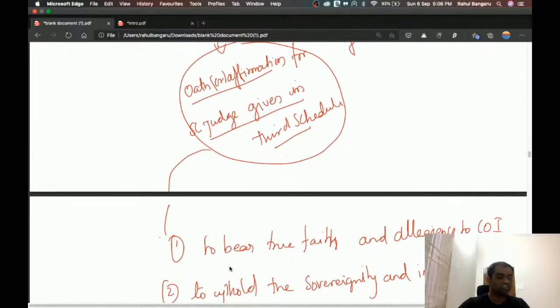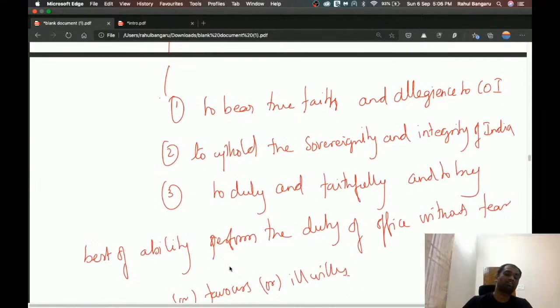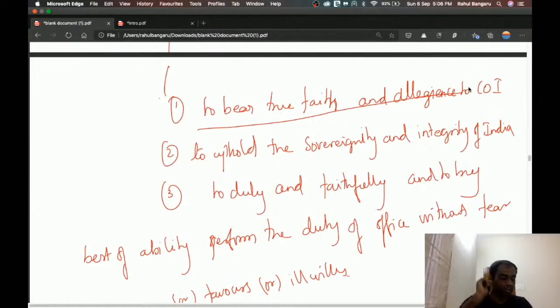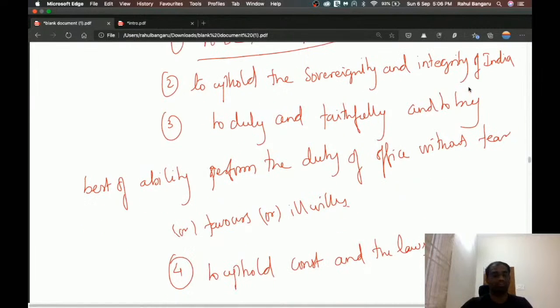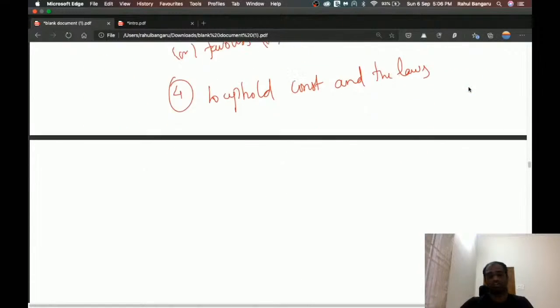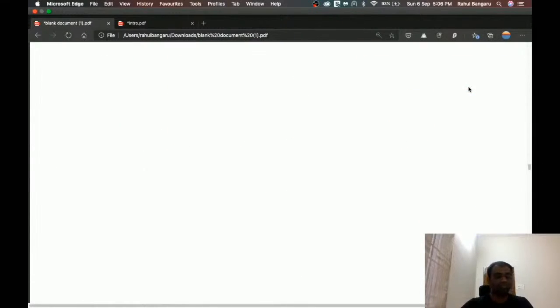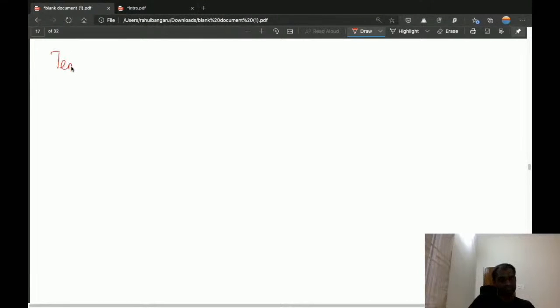This oath is mentioned in the third schedule of the Indian Constitution: to bear true faith and allegiance to the Constitution of India, to uphold the sovereignty and integrity of India, to duly and faithfully and to the best of my ability perform the duty of office without fear or favors or ill wills, and to uphold the Constitution and laws of the country. So this is the oath and affirmation of Supreme Court judges. The next topic that we will discuss is the tenure of Supreme Court judges.